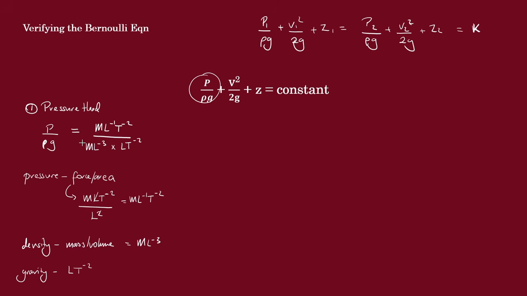Density is M L raised to negative 3. And acceleration due to gravity is L T raised to the power negative 2. Okay, so to simplify this, we will raise the terms in the denominator with a negative index and drop the terms in the numerator with a negative index. Because if I have L to the power of minus 1, it's the same thing as 1 over L. And if I have 1 over L T raised to the power negative 2, that's the same as T squared over L.